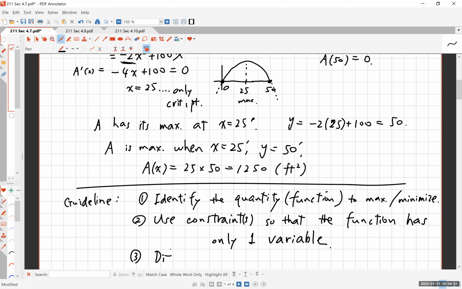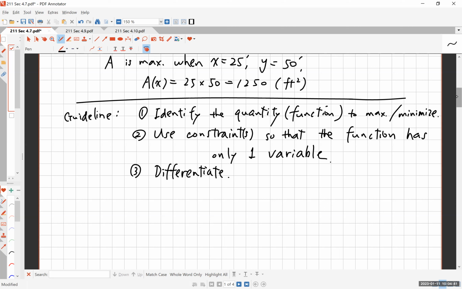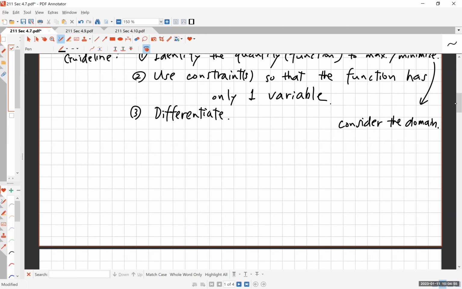And then you differentiate it. Okay, and at the same time, when you do this, you may want to consider the domain, okay? Because many times in real life, not in the abstract mathematical world, many quantities should be positive, or at least not negative, all right? So with that in mind, let's go to the second problem, another very well-known problem, okay?